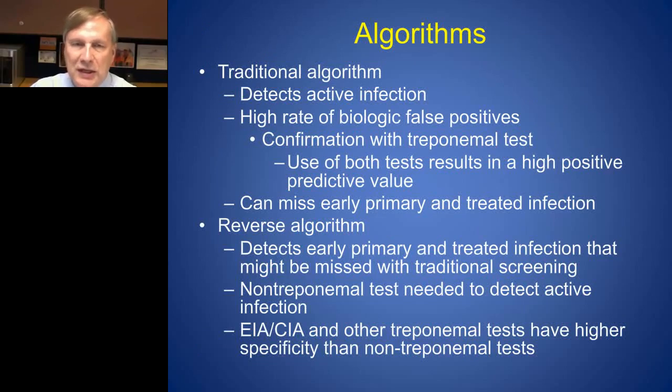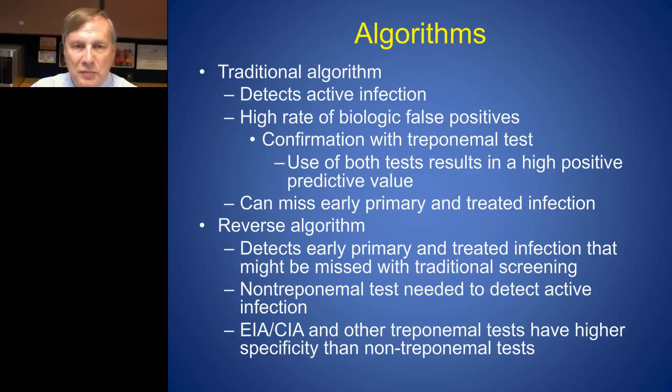Okay, let's talk a little bit about the traditional algorithm. Well, it detects active infection usually fairly well. There's a high rate of biological false positives. We use the treponemal test as a confirmation test, if you will. That's what we have called it, a confirmation test. The use of both of these tests, if positive, results in a high positive predictive value, but we certainly can miss early primary or treated infections.